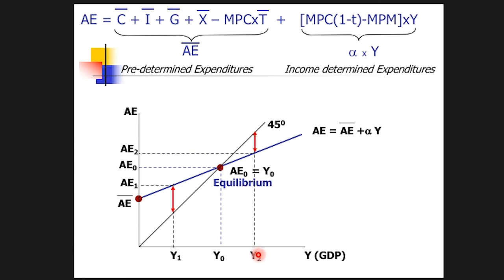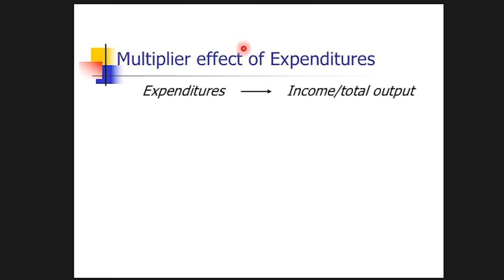Or if you have a higher income Y2, at this level aggregate expenditure AE2 is smaller than income Y2. So this distance shows that this is a surplus of goods and services, not a shortage of goods and services. And this model is called the Keynesian model for aggregate expenditure. The Keynesian model says that when the price is constant, we can easily determine the equilibrium in the markets. And from this idea, Keynes developed one important effect of fiscal policy.